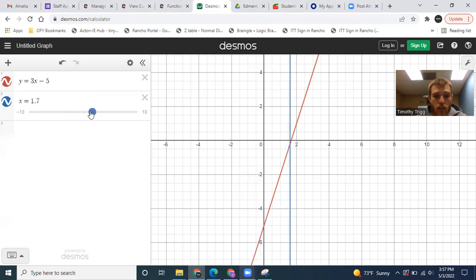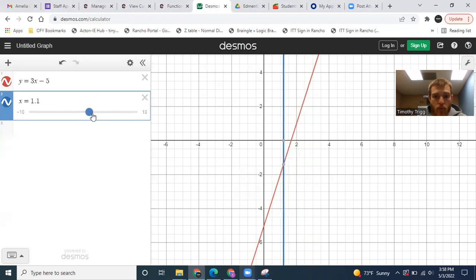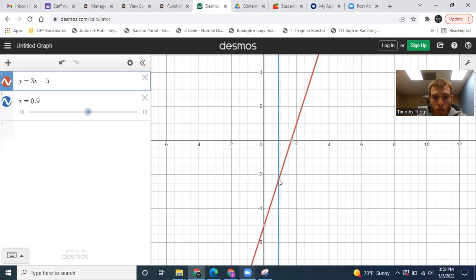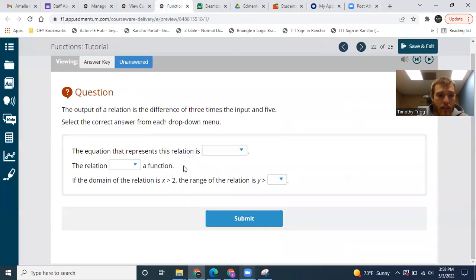Notice as I move this blue vertical line across, it only touches the red line in one location for each blue line I draw, right? So when I draw the blue line here, they cross right here, but they only cross once, right? And as I move here, no matter where I move this blue vertical line, it only touches the red line once. So it passes the vertical line test. So the relation is a function.